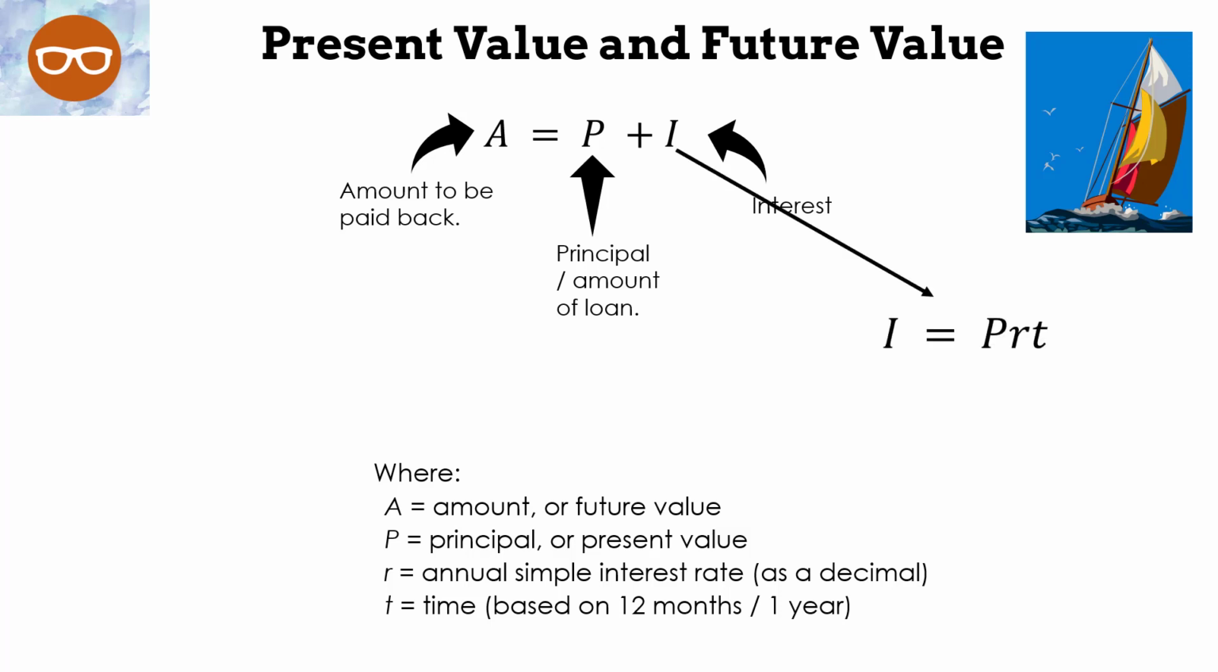Well, the interest, remember, is I equals PRT. So to simplify this formula, we'll write A, the amount to be paid back, or the future value, equals P plus PRT. Of course, for mathematicians, we like to simplify it, so we could also say P times (1 plus RT), where A is the amount or future value, P is the principal or present value, R is the annual simple interest rate as a decimal, and time, once again, is based on a year. Let's look at one.